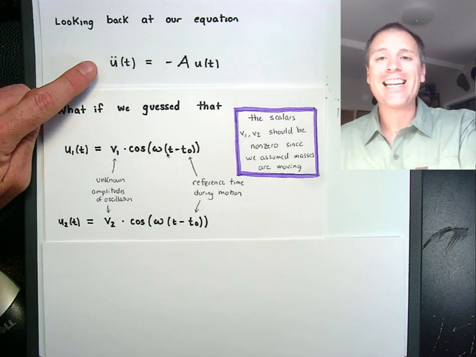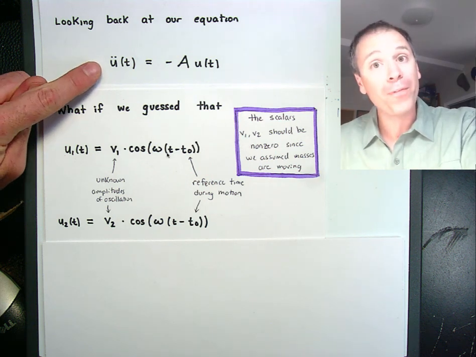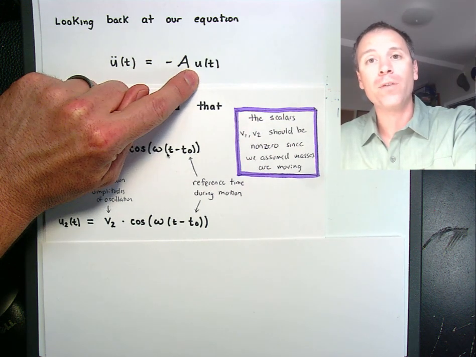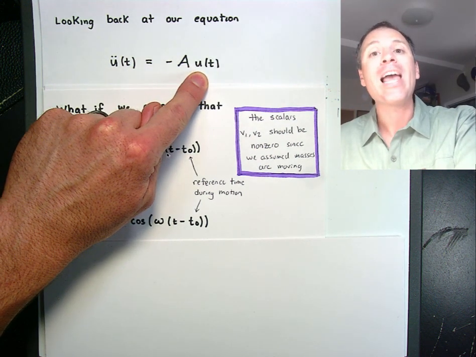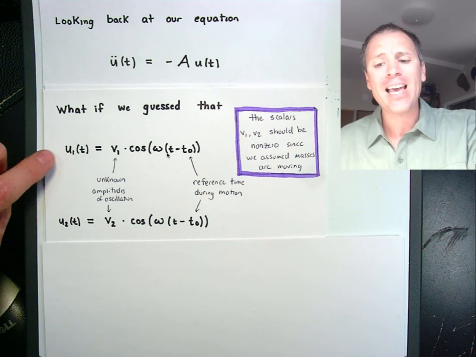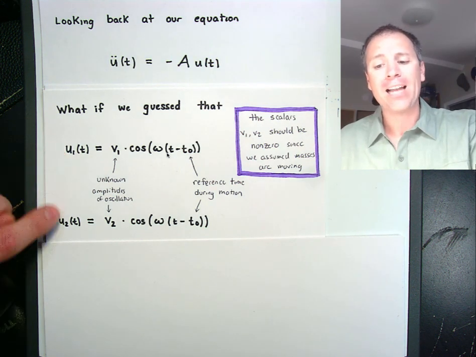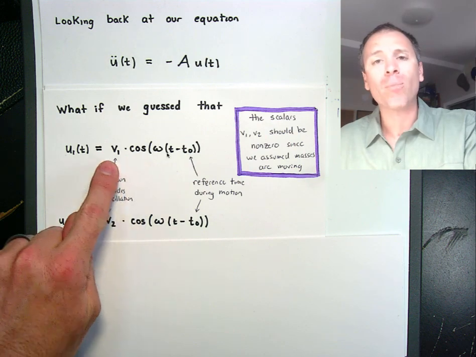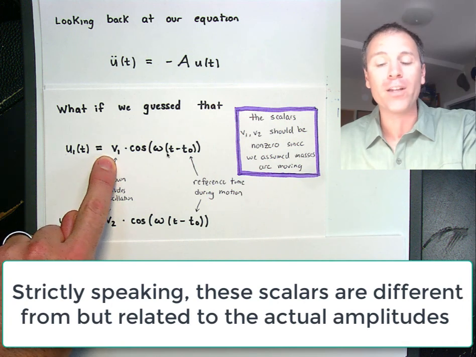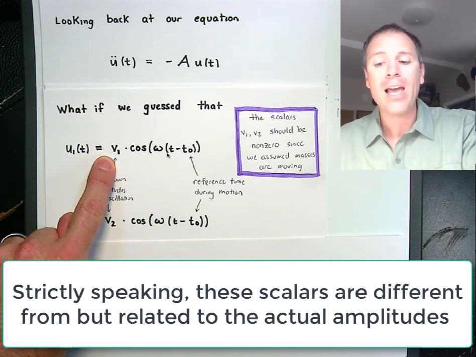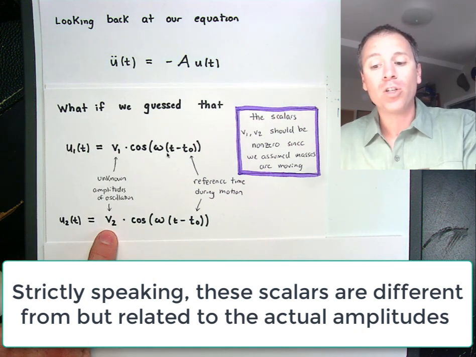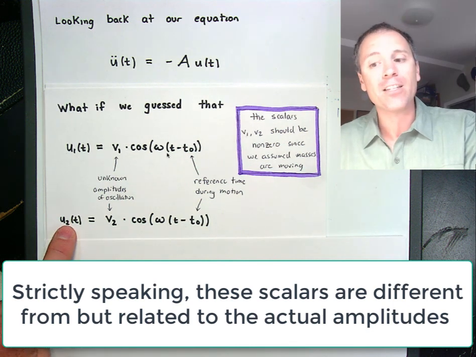In other words, when we're trying to get insights into how to solve the coupled differential equation, u double dot of t is equal to negative A times u of t, where u is a 2x1 vector encoding the displacements of each mass, we might say, well, what if we guessed each displacement, u1 and u2, was some scalar multiple times a cosine curve. So this scalar is going to be called the amplitude. V1 is a constant, a real numbered scalar. That's the amplitude of the cosine curve for the first displacement. V2 is the amplitude of oscillation for the second displacement.